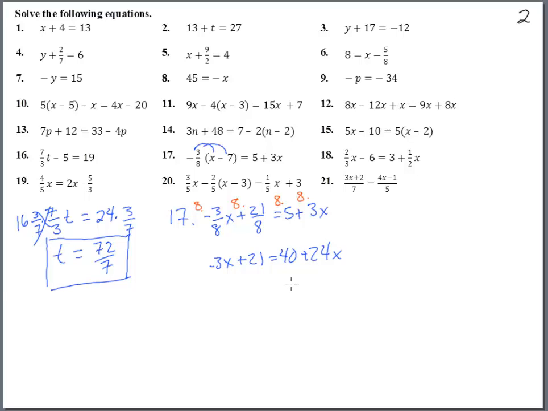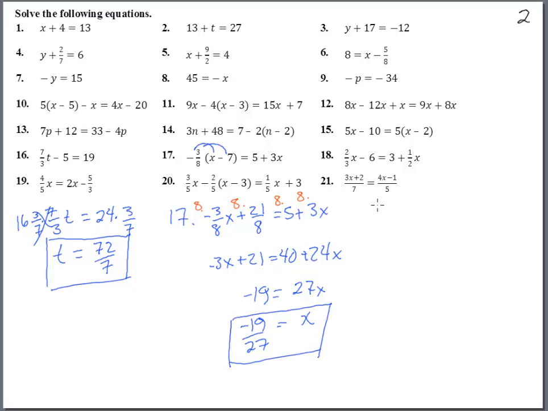Add 3x over to this side, and I get 27x. Subtract 40 over here, and I get a negative 19. And divide by 27, x equals negative 19 27ths.